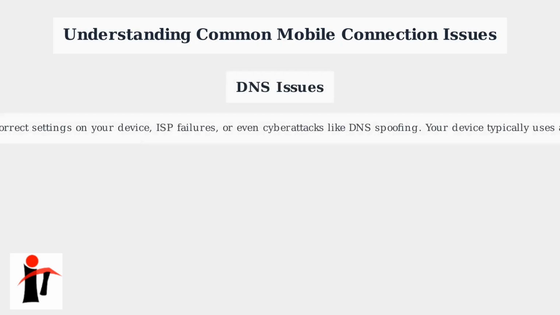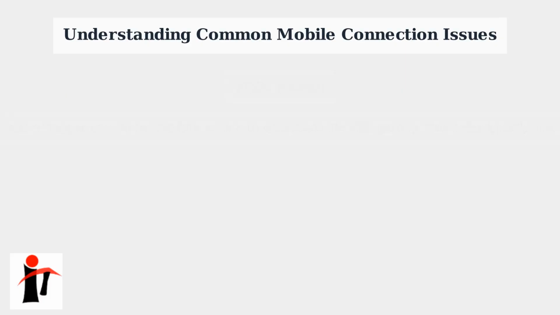DNS, or Domain Name System, translates website names into IP addresses that your phone can understand. When DNS fails, you might not be able to access websites. This can stem from incorrect settings on your device, ISP failures, or even cyber attacks like DNS spoofing. Your device typically uses a DNS server provided by your ISP, but you can switch to public DNS servers like Google's 8.8.8.8 and 8.8.4.4 or Cloudflare's 1.1.1.1 for potentially faster and more reliable connections.